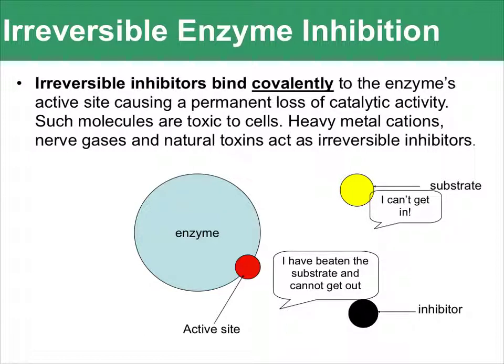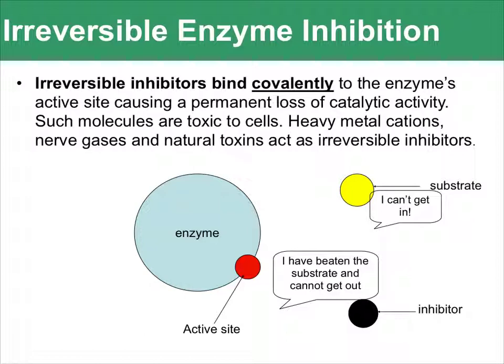Our other type of inhibition is irreversible. So once this inhibition occurs, it cannot be undone. So irreversible inhibitors, they bind covalently. So that's a much stronger bond than a non-covalent bond. They bind to the enzyme's active site and they cause a permanent loss of catalytic activity. So basically the enzyme no longer works.